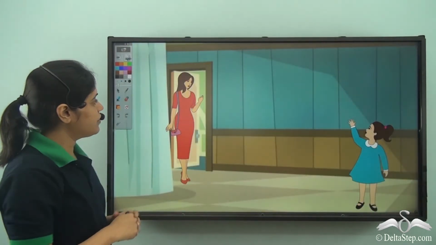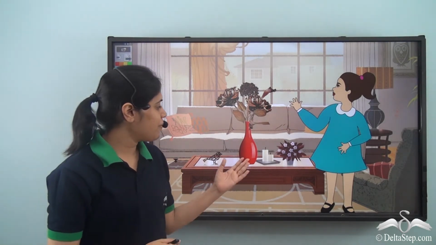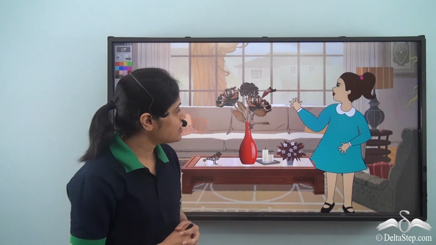Now, Sarah's mother had gone to see her grandmother. So she tells Sarah to be a good girl and to take care of the house. Now, Sarah came across this flower pot. This flower pot had some flowers, and as you can see, the flowers were very dry. Now, Sarah decided to get some new flowers from the garden and put them in the flower pot.